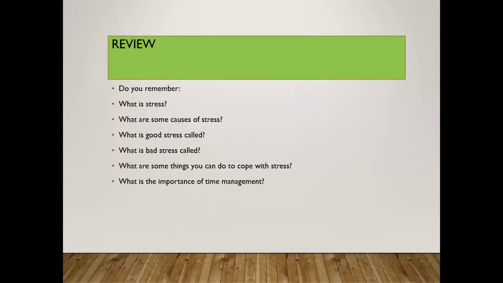Okay, so we know that there's good stress and there's bad stress. What is good stress called? Good stress is called eustress. It's the stress that motivates us to act, the one that pumps you up, the adrenaline that makes you actually get things done, even under hard circumstances. So that's eustress, the good stress. What is bad stress called? Bad stress is distress. That's the one that we don't want to experience. This is the one that causes us to crumble, can't cope.